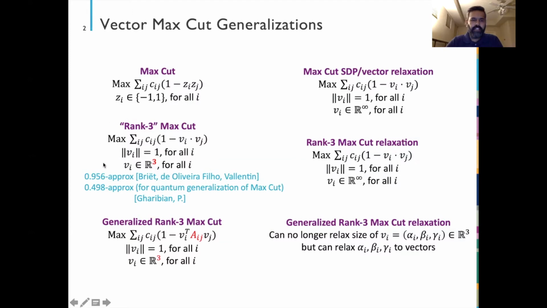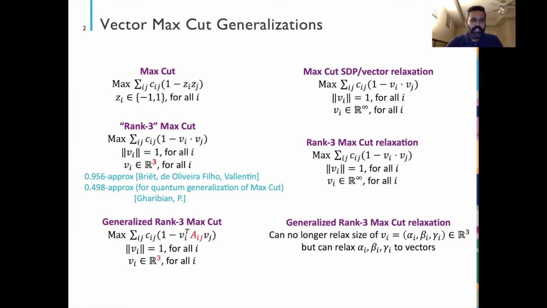In this case, we get rank constrained Max Cut, which was first considered by Briët et al. And specifically for the 3-dimensional case, they get a 0.956 approximation. These factors get better as the dimension of the space increases. And here we're looking at 3 because 3 is kind of a natural setting for problems arising in quantum information.